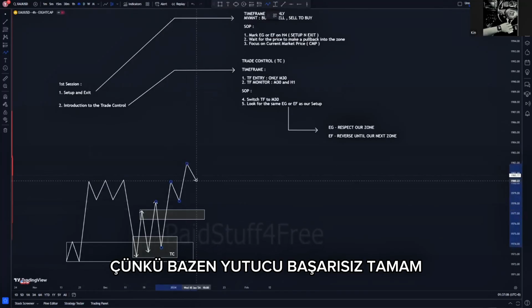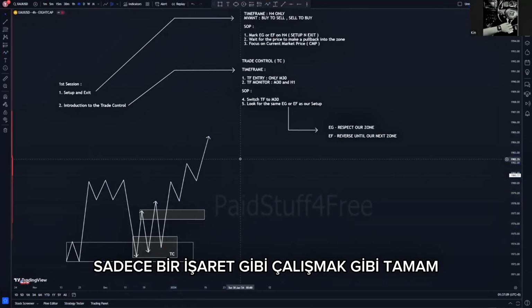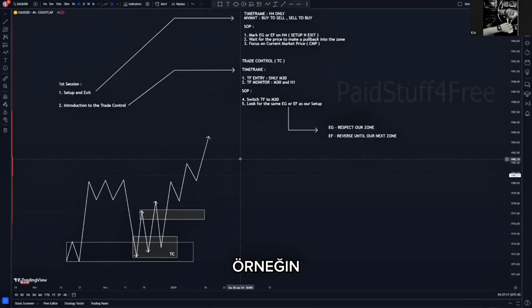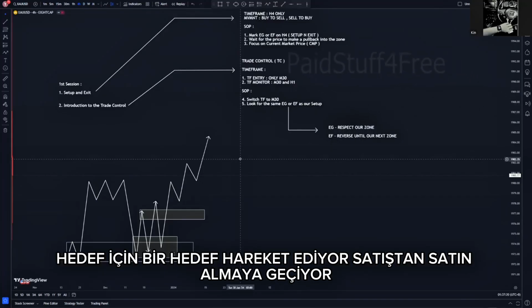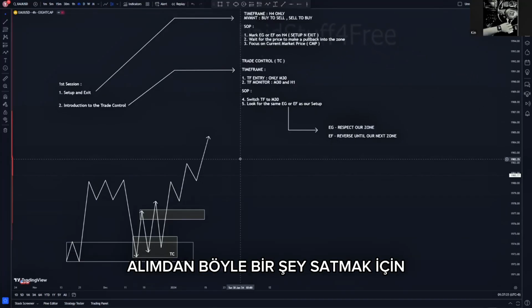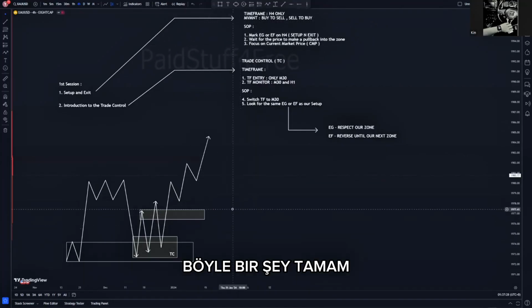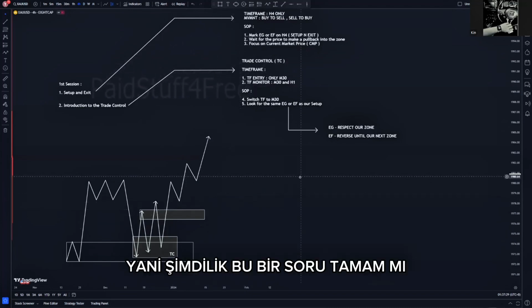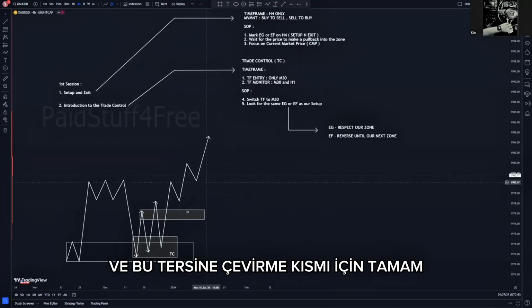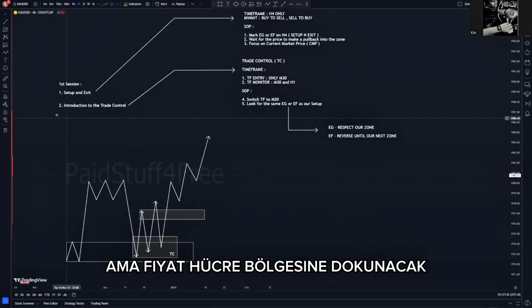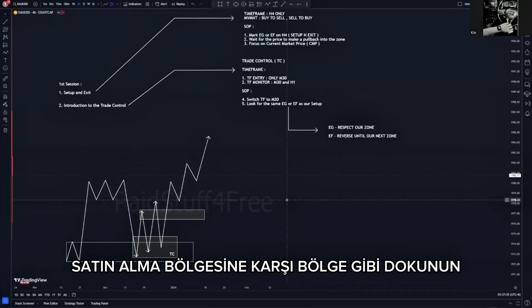Because sometimes the engulfing works like a sign, giving us the sign that the goal is moving from the sell to buy, from the buy to sell. The goal is reversing from the buy zone to the sell zone. And for this reversing part, no matter how long it takes, the price is going to touch the opposite zone.